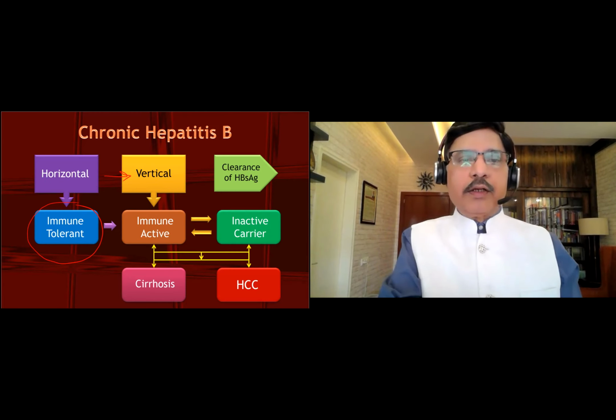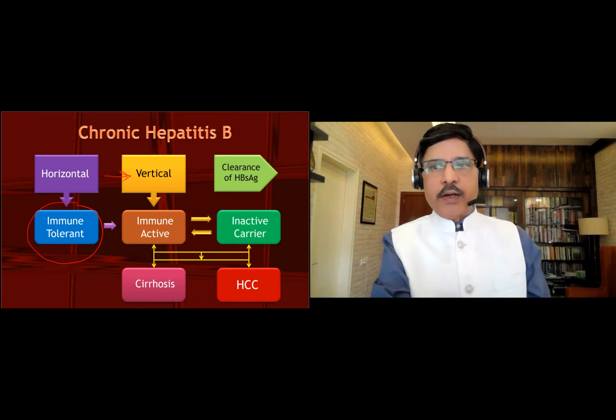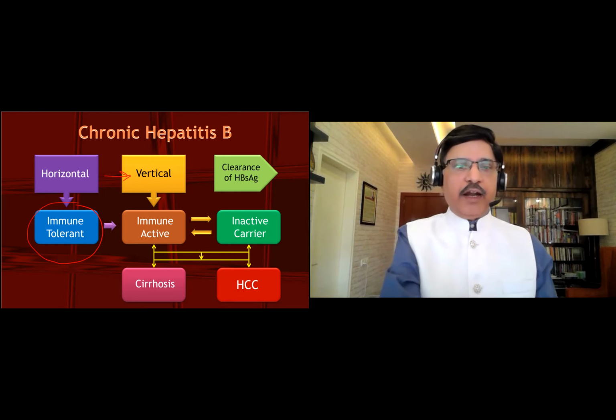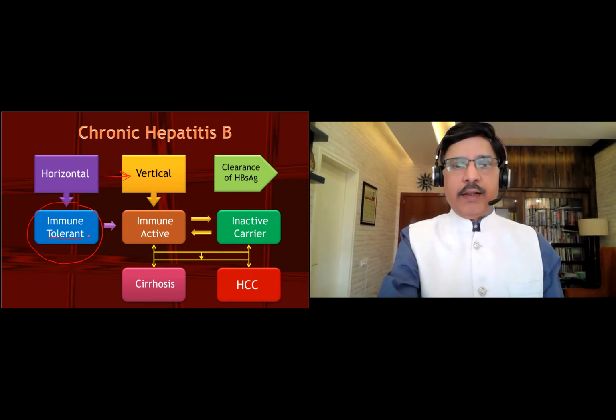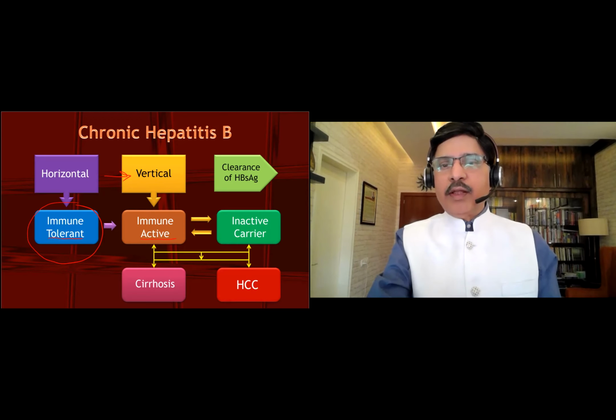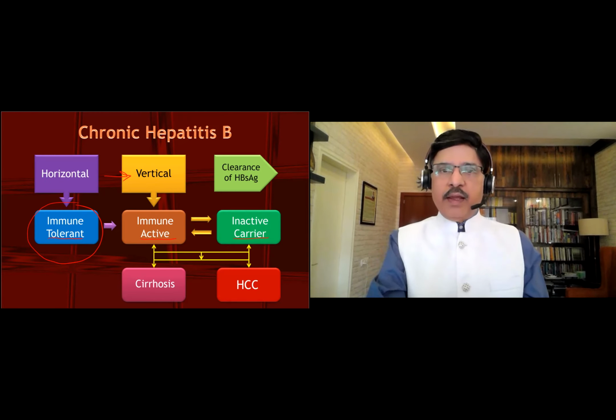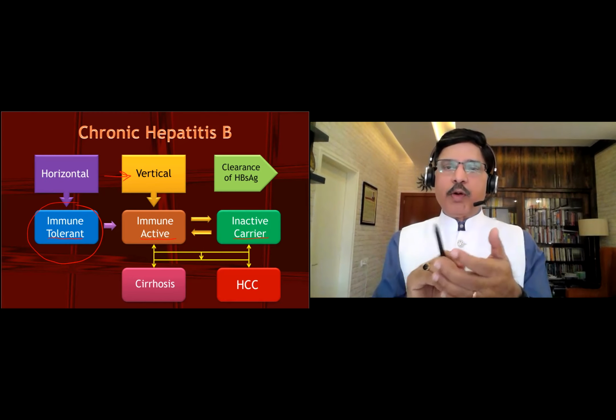So vertical transmission is important for us and horizontal transmission is important for them. Okay, now the horizontal transmission fellow can go become immune tolerant, then immune active, then inactive carrier. Get these words correctly. What is immune tolerant? Immune tolerant means the virus and the person have written a memorandum of agreement.